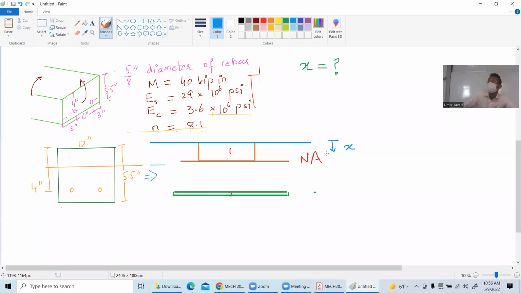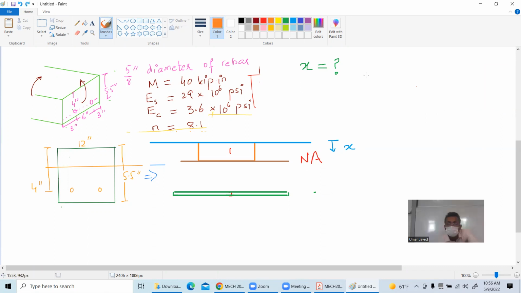You have to find I now. How can you find I about the neutral axis if you don't know the neutral axis? Okay, so let's do it. Okay, I think I was wrong. The x is the distance of the neutral axis from the reference line. I'm not sure why I said otherwise, because you are trying to find the centroidal line or neutral axis.